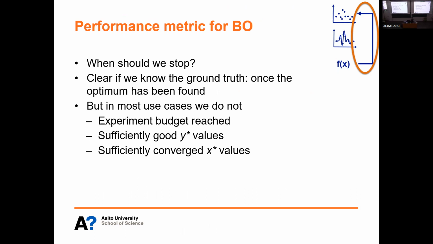How to decide when to stop this BO cycle is basically that you either meet your experimental budget that you have defined before, or you have sufficiently good optimum values. So you are happy with the result, or you are converged with your search. So the optimum is not moving around in the search domain anymore.